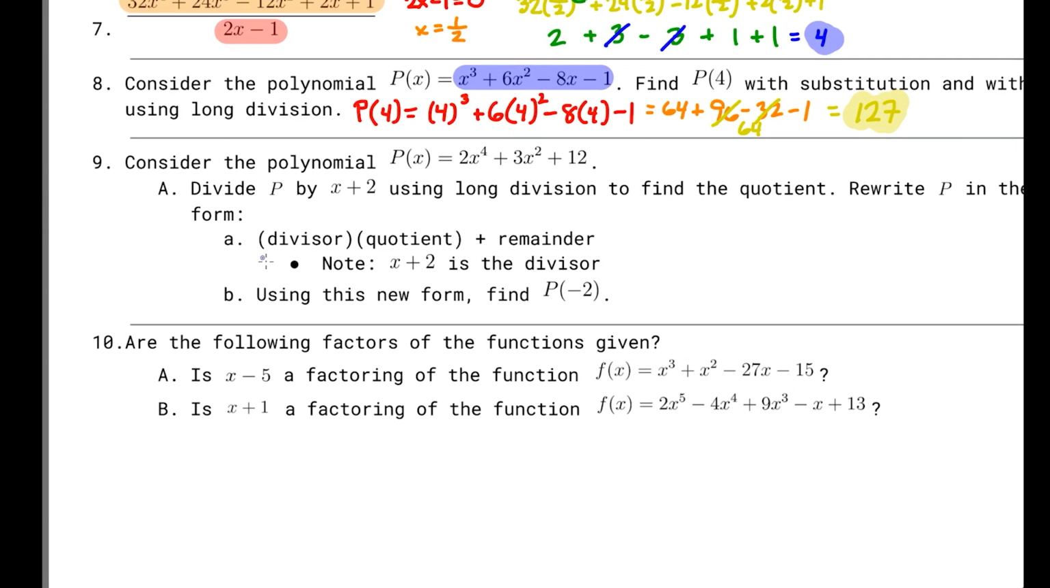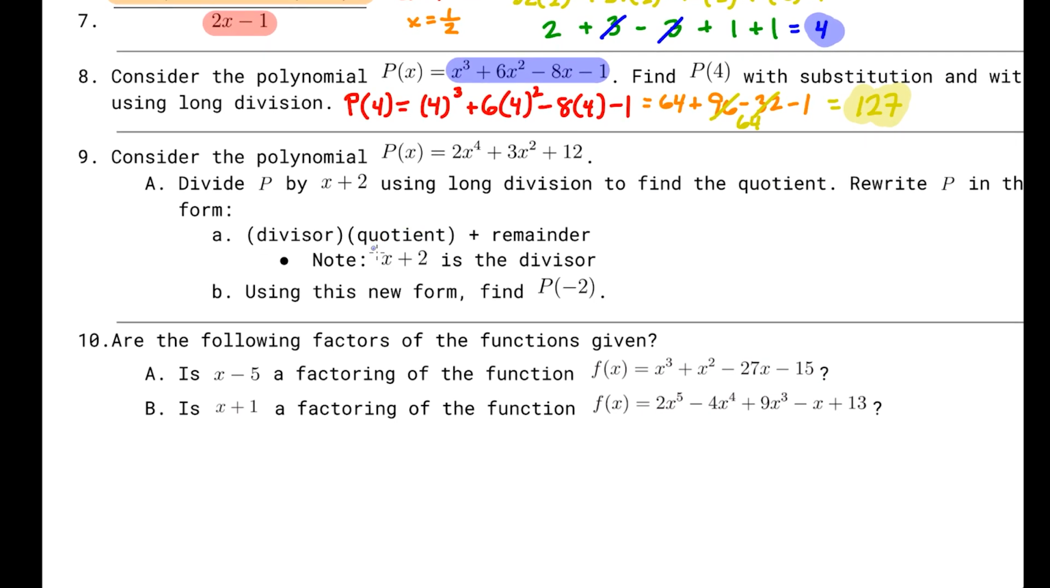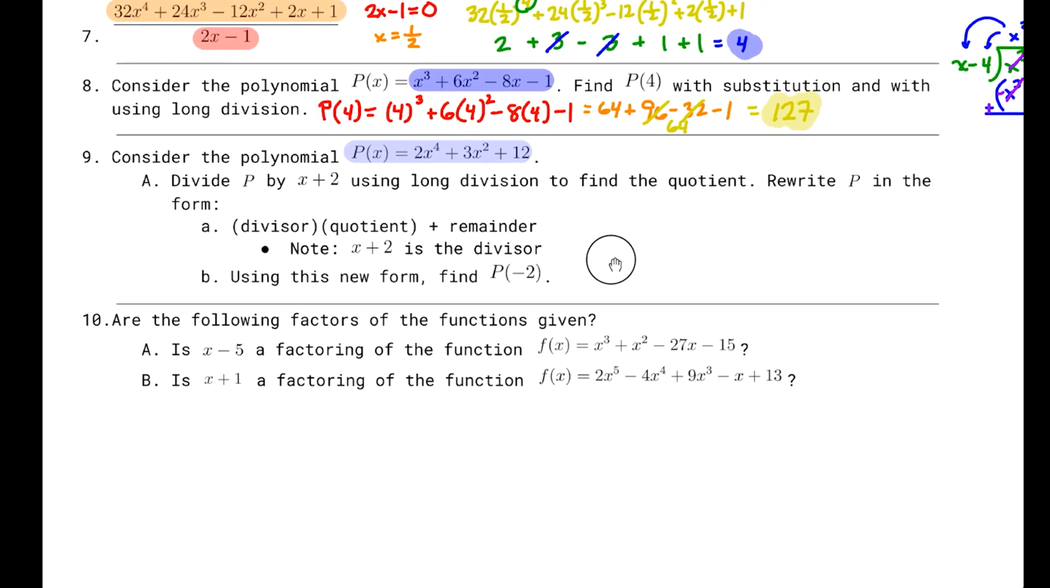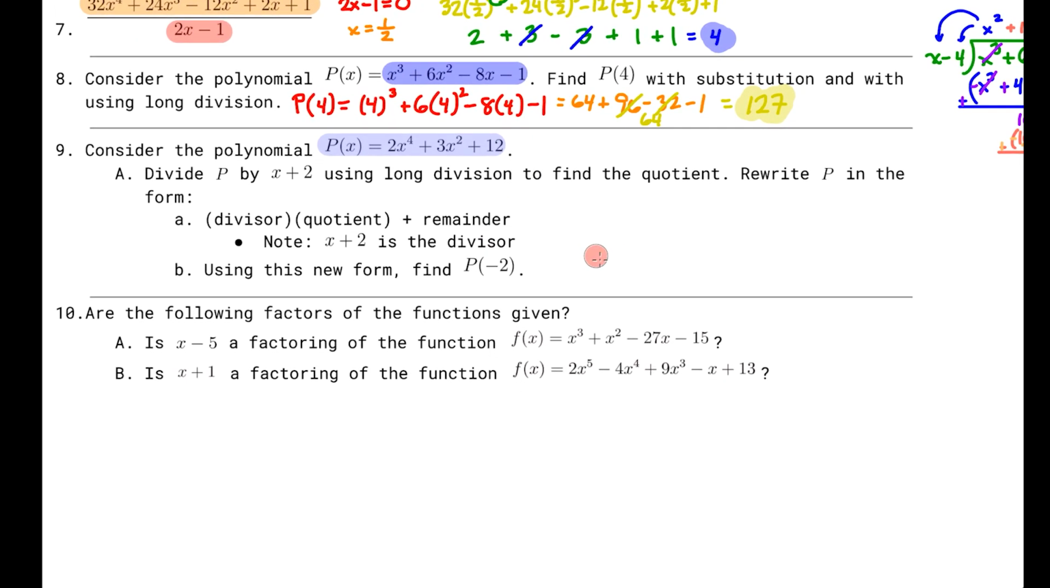Okay. Number 9, it says consider the polynomial p of x to be this whole thing right here. All right, and it says divide p by x plus 2 using long division to find the quotient. Rewrite p in the form of divisor, quotient plus remainder. Using this new form, find p of negative 2. So p of negative 2 would basically be the remainder of that p of x equation if you divided it by x plus 2. So I kind of want to show you where all this is going. So this p of negative 2 right here, if you think of it right here, that negative 2 comes from this x plus 2 if you set it equal to 0 and solve. So this part b is going to tell you the remainder.